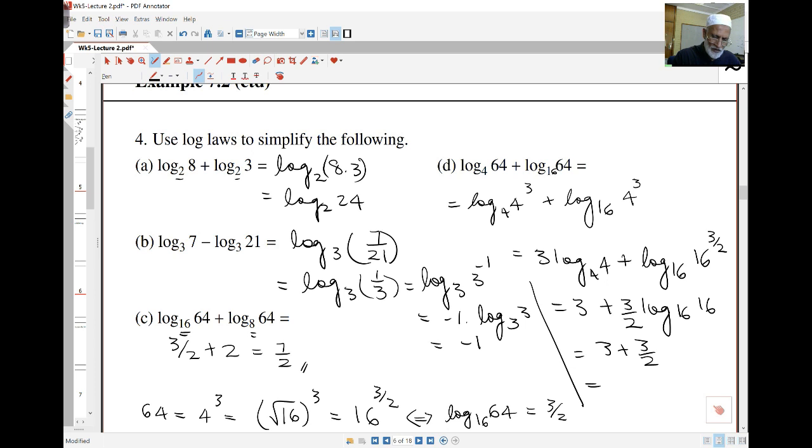Which is going to be 3, 4.5, 9 over 2. Sorry, 9 over 2, excuse me. So some of these things require just a bit more working out, but most of it is just playing with powers. So look at those yourself and make sure you understand them.